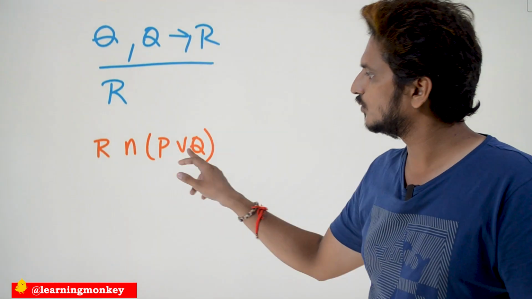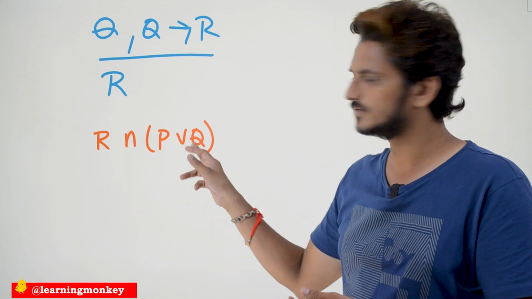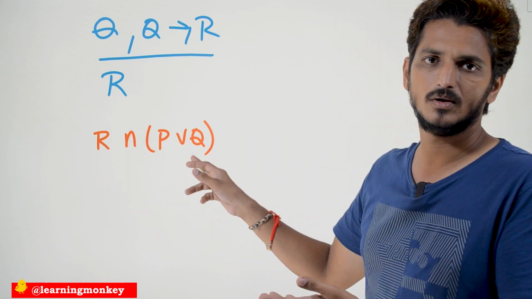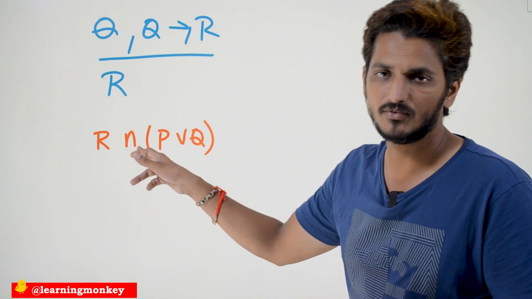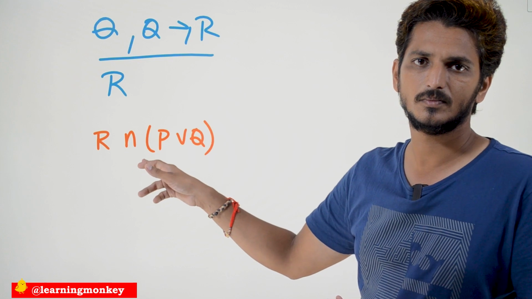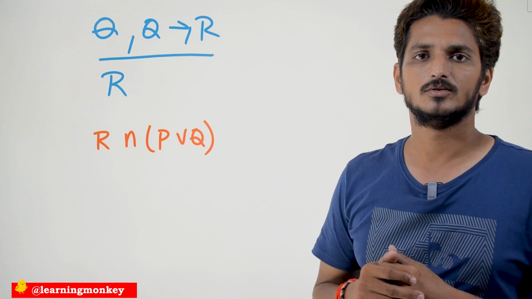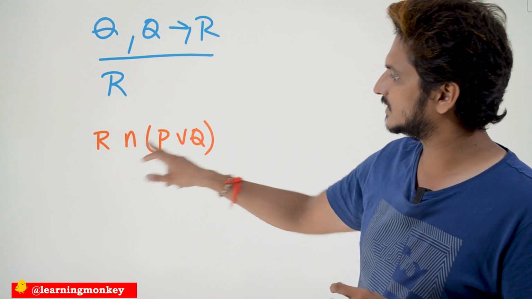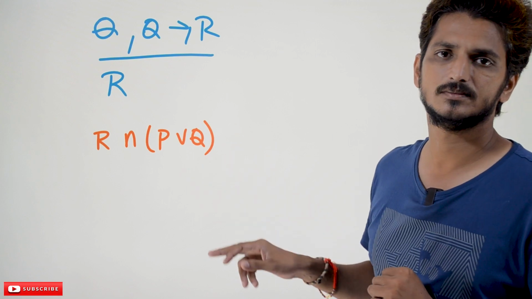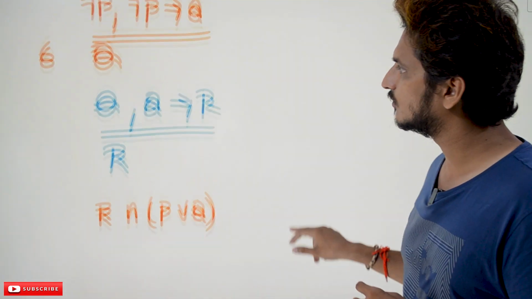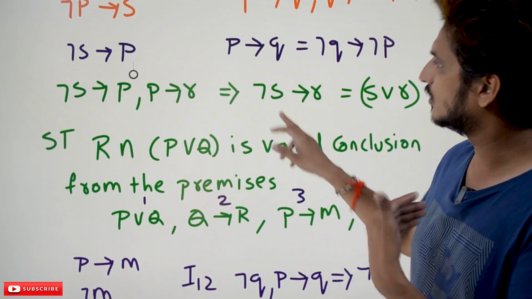So in between these two we can place AND. Valid means this is a true value, this is also a true value. This entire expression is going to be a true value if you place AND in between these two. So that's why you can place AND in between these two. So finally we concluded that R conjunction P disjunction Q is a valid conclusion from the given 4 premises. Hope you understand how we are going to use inference formulas and equivalence formulas in order to conclude these examples.